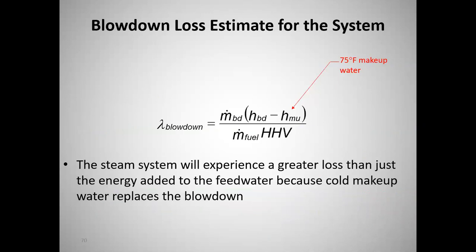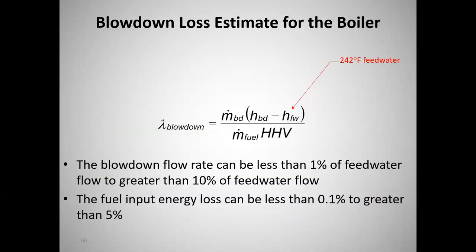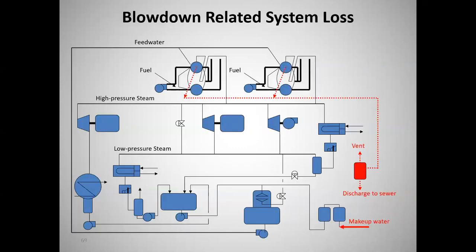Okay, now you can do a calculation for the system, or you can do a calculation for the boiler. It depends where you put your control volume. If you put your control volume around the boiler, you have feed water in, blowdown out, and steam out, right? If you put your control volume around the whole system, you can keep the steam internal, but you've got makeup water coming in and blowdown coming out. So it depends where you want to draw the control volume.